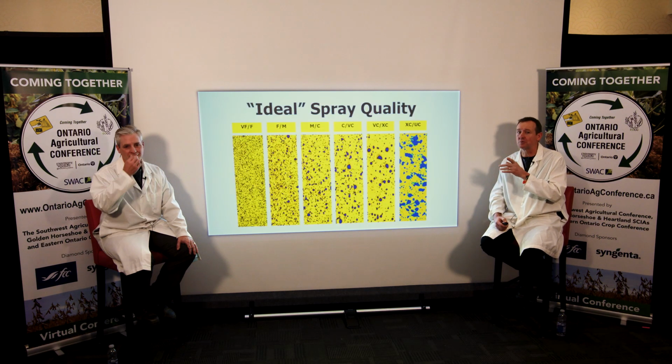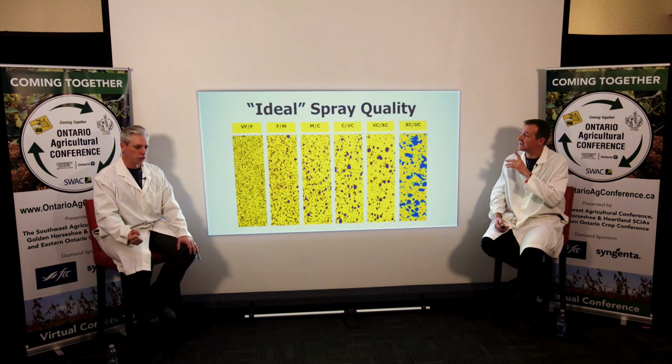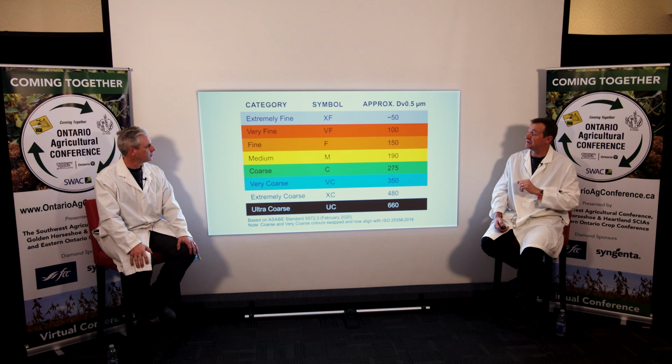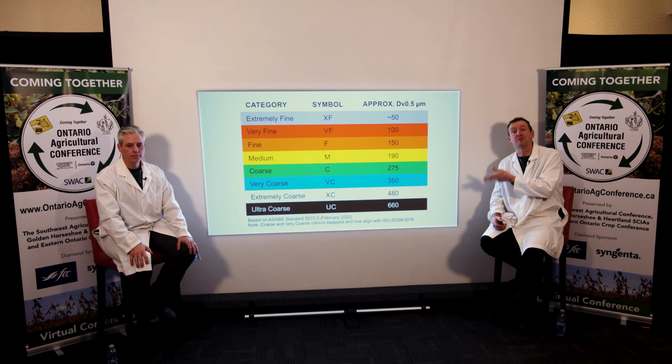Okay, so we're talking now about, you saw the paper, and the paper had these symbols on top of it. I'll just go back to it real quick. VF and F is very fine to fine, FM is fine to medium, MC is medium to coarse, C and VC is coarse to very coarse, VC to XC is very coarse to extremely coarse, and finally extremely coarse to ultra coarse. And when a producer purchases a nozzle, we do classify the spray that they produce according to those very same categories.